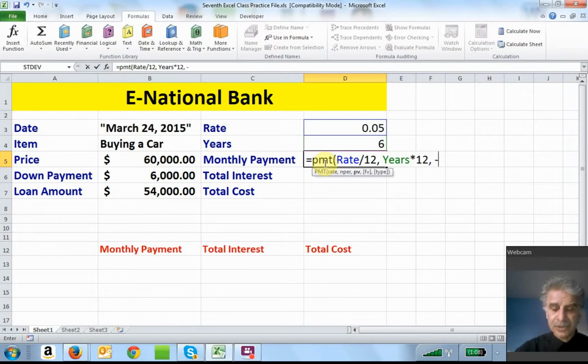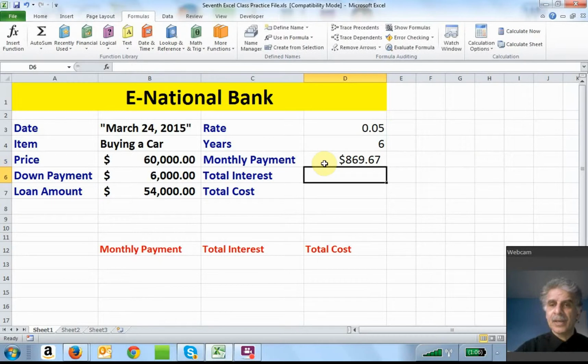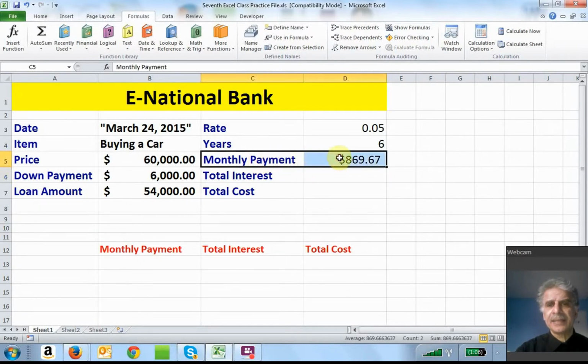Usually, all I need to do is just put the loan amount there, but I put a negative loan amount. That's how Excel will deal with it. By putting negative there, then eventually my monthly payment would be positive. If I don't put a minus before loan amount, the result would be negative. So right now it's telling me that monthly payment would be $869.67. Again, let me assign name to this one.